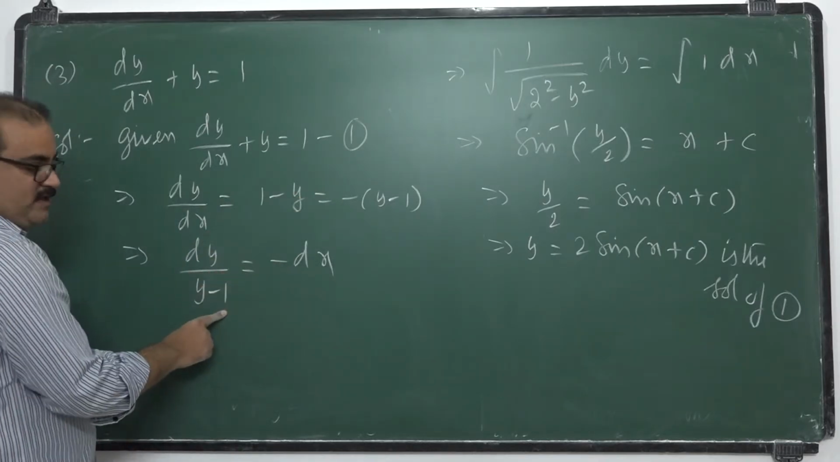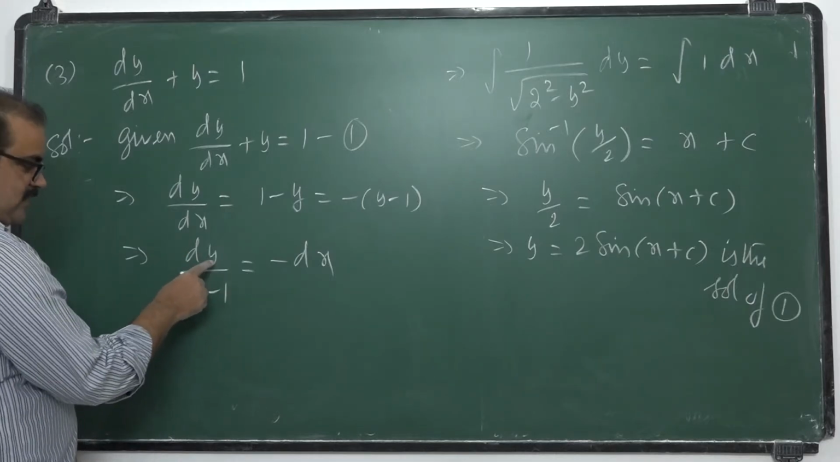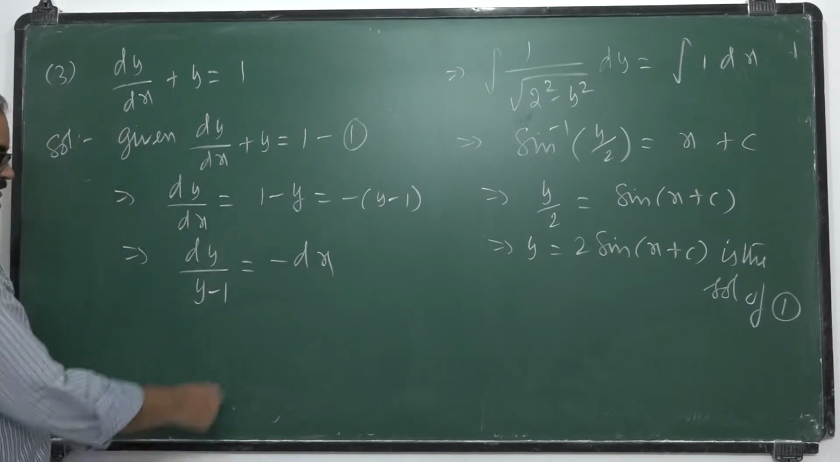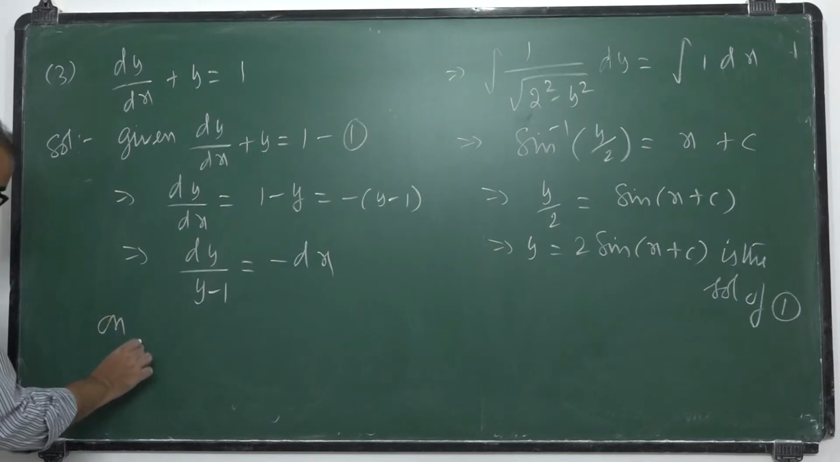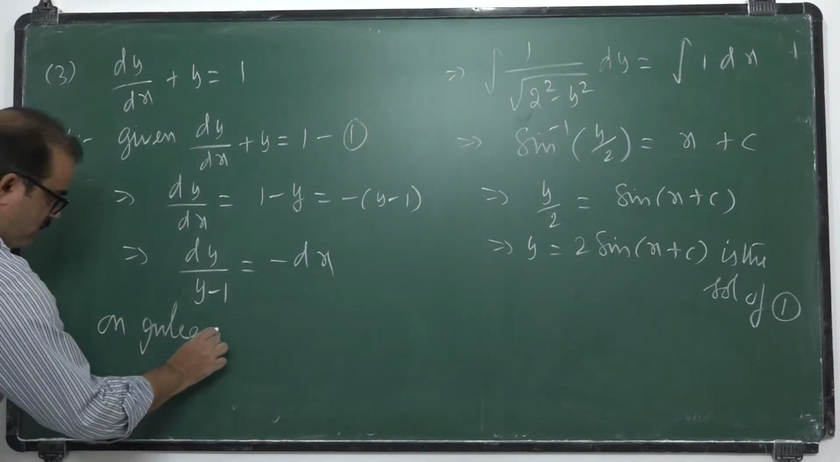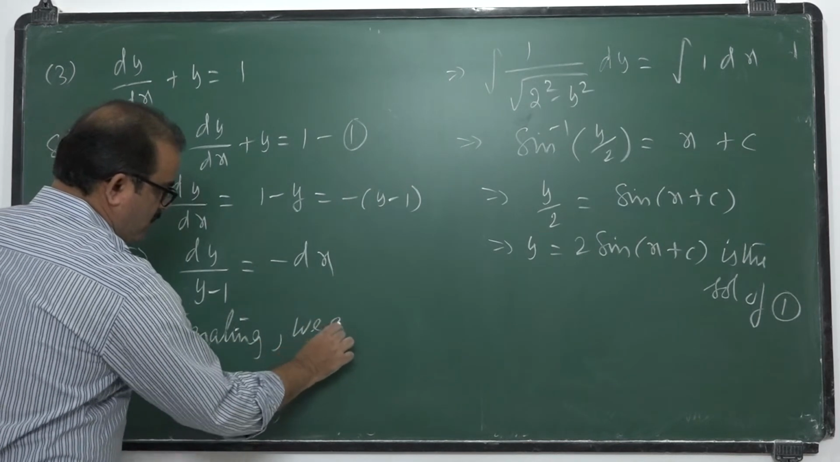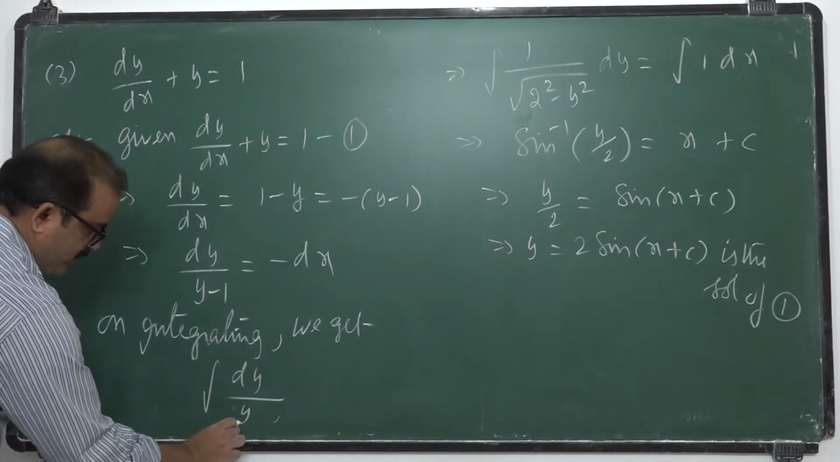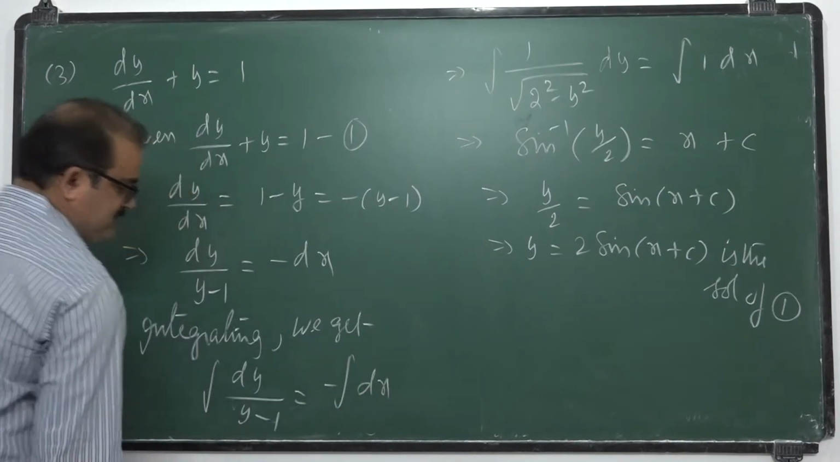Why do we write it in this way? Observe, the terms containing y are in LHS. Terms containing x are in RHS. The variables x and y are separated. Now on integrating, we get integral of dy by y minus 1 is equal to integral of minus dx.